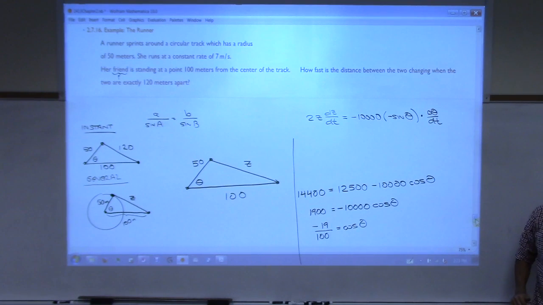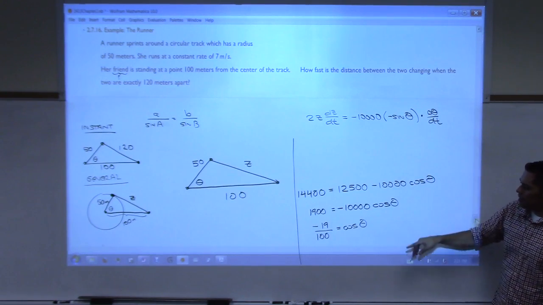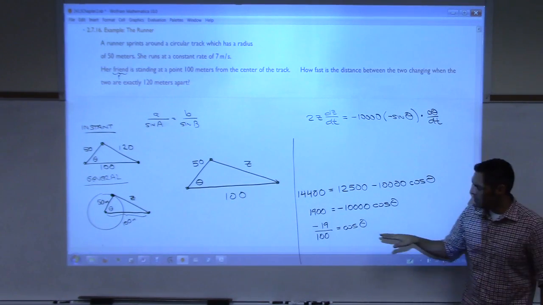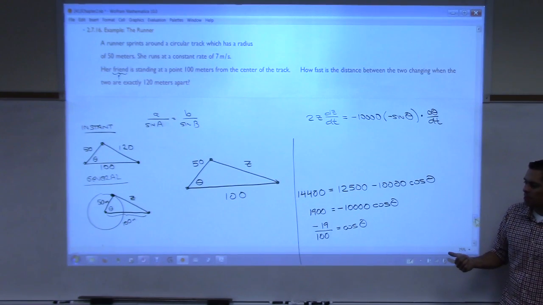I need sine of theta, right? Negative on the derivative. Nope. I just need to know what sine theta is. Look, I'm in pre-cal right now. Someone just told me cosine theta is negative 19 over 100. I need to know what sine of the angle is instead.